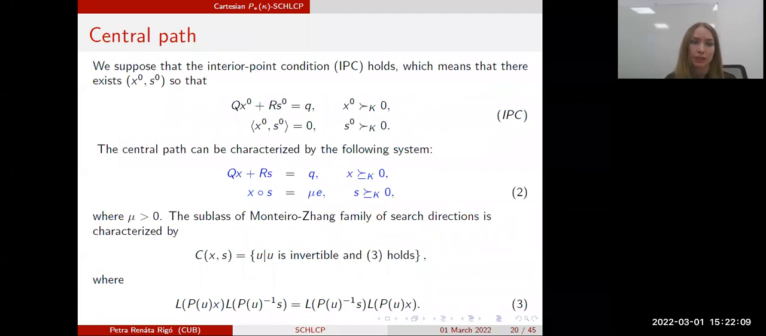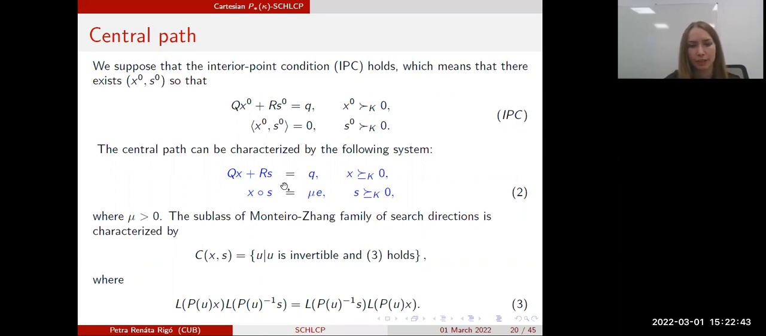The interior point condition follows the so-called central path. So we suppose that the interior point condition holds, which means that there exists an x0, s0 which satisfy these constraints. So x0 and s0 are in the interior of K. This is the notation for it. And then the central path system can be characterized in the following form.